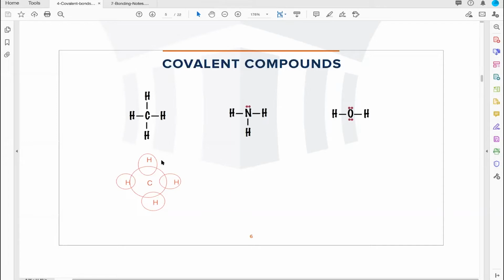So remember, in all the compounds that you'll be asked to draw in the exam, there will be a central atom. And that central atom, in this case, is carbon. In the case of ammonia, it is nitrogen. In the case of water, it is oxygen. So all the other atoms are going to be surrounding that central atom. So you simply draw circles for those, and then you connect them through crosses and dots. So here's what I'm going to do for you. I'm going to draw this structure for you.